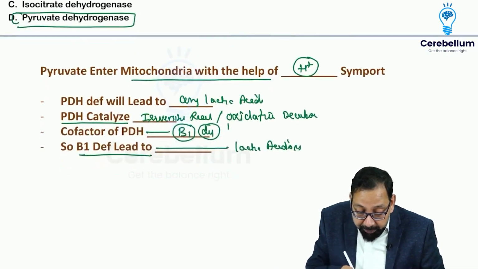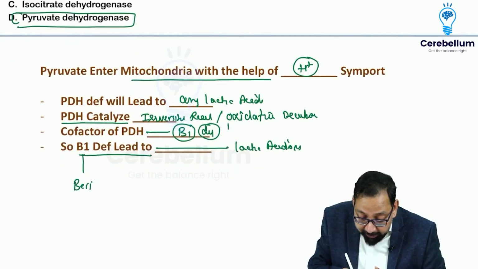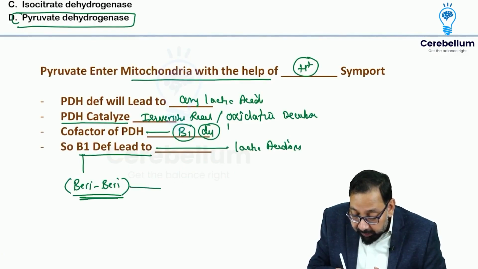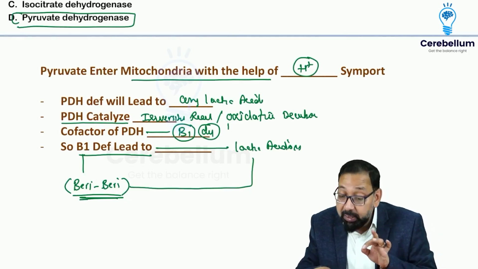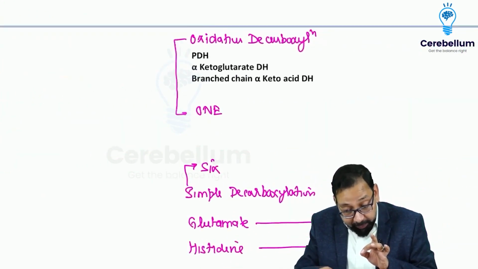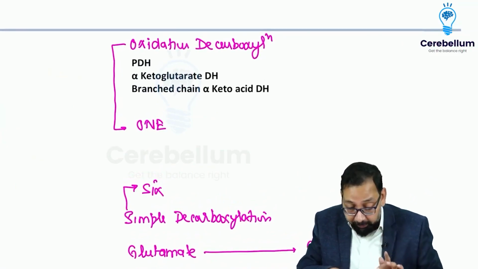And you know, B1 deficiency leads to beriberi. They will ask a question in beriberi. There is lactic acidosis because pyruvate dehydrogenase is not working. Pyruvate will accumulate, will be converted to lactate.